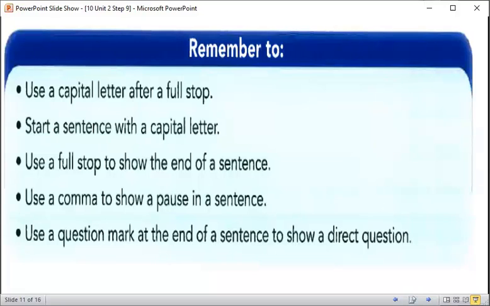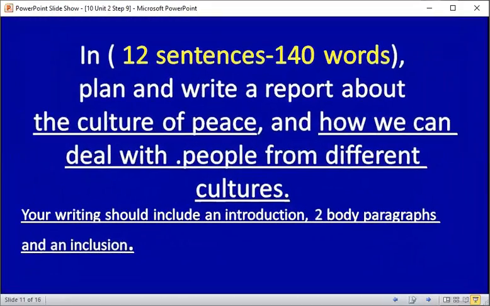If you are asking a question, you have to use a question mark. As an example for our topic today, which is expository writing, in grade 10 you have a very important topic about the culture of peace. So if you are asked to write, it will be like this: in 12 sentences, 140 words, plan and write a report about the culture of peace and how we can deal with people from different cultures. So you have two things now. You have to write about the culture of peace in general and how to deal with people from different cultures.